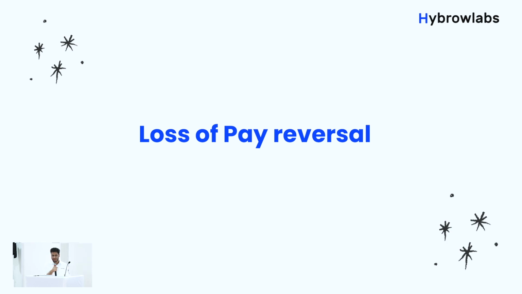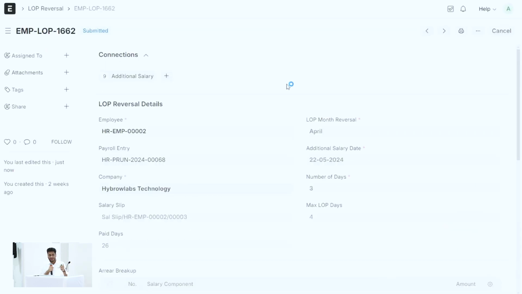So that is the use case for loss of pay reversal. This is very important because there was a leave for that employee, but he couldn't take it just because of communication. So we have built a loss of pay reversal module.